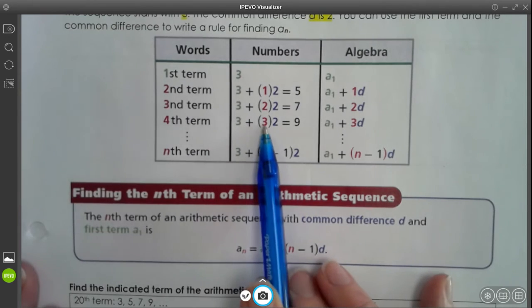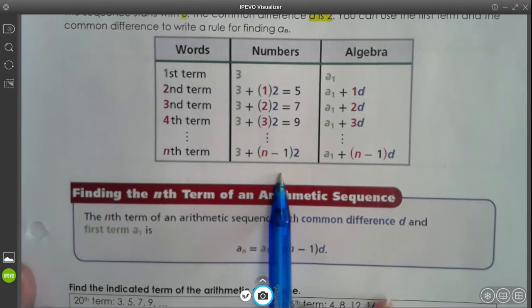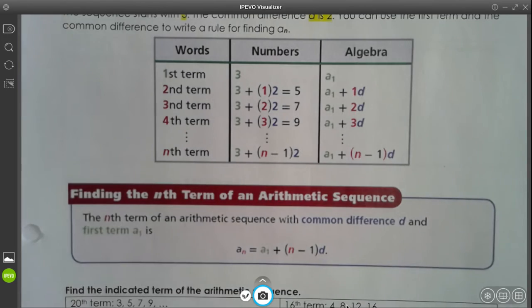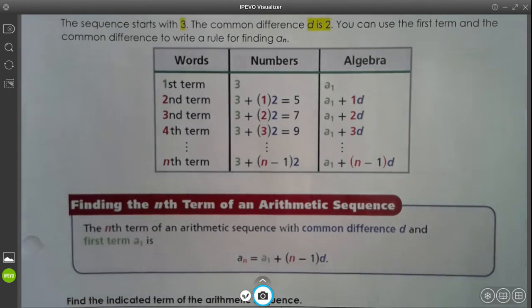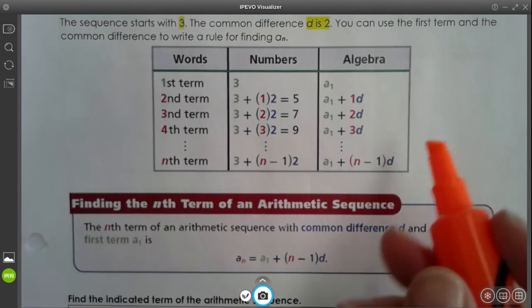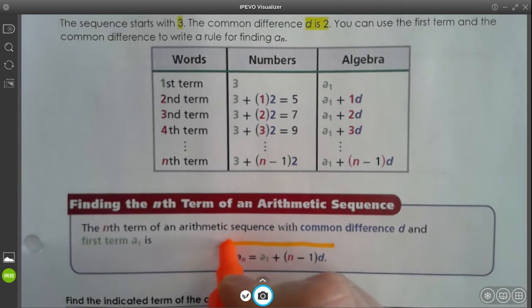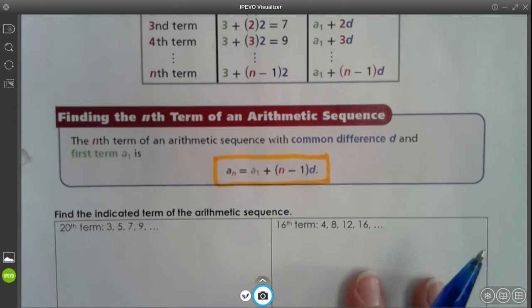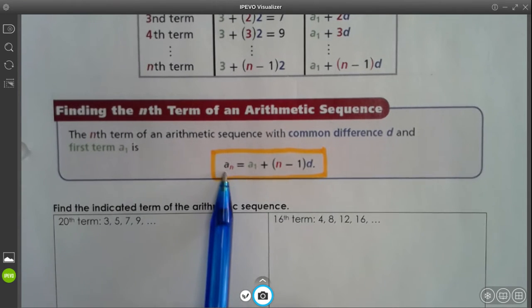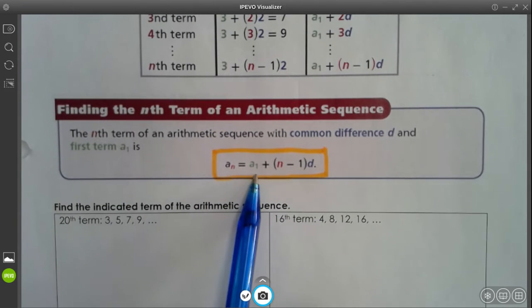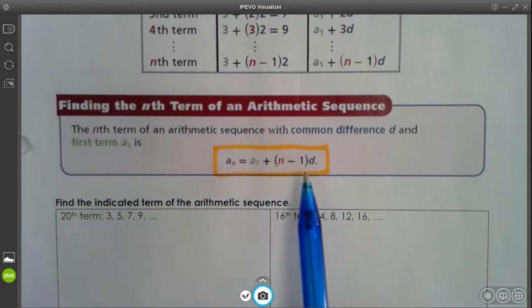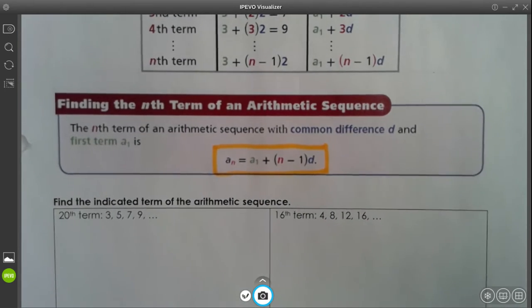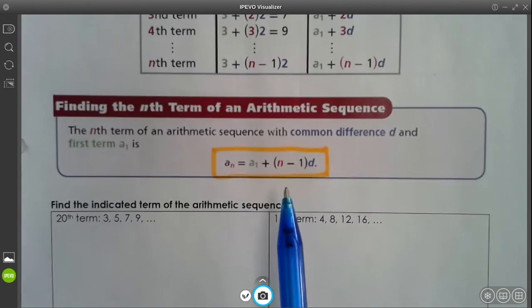So it turns out that we have this formula here that we are going to be using to come up with our equation to find any term. This is very important, to understand what all the variables mean. So again, a sub n means whichever term you're looking for. A sub 1 is the first term. n is the term number. So if I'm looking for the 6th term, n would be 6. And d is our common difference.